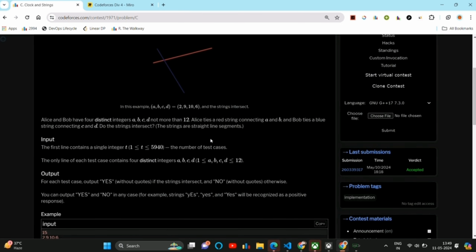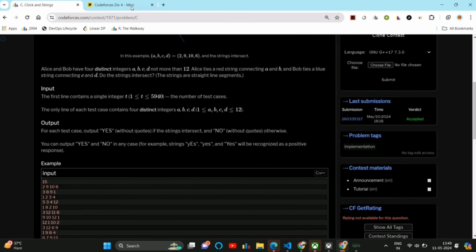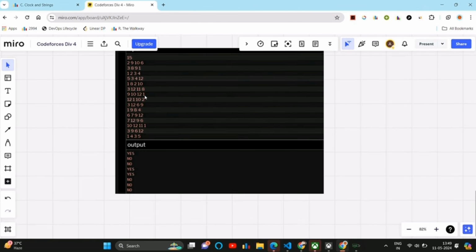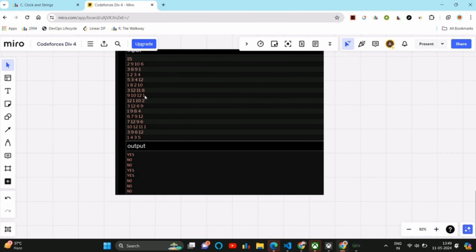Basically, what we need to find is, we are given 4 integers A, B, C, D, all distinct, and we need to check whether AB intersects with CD or not. So this is what we need to check. Okay, let's take the first example, that is 2 9 10 6. Let me select it.